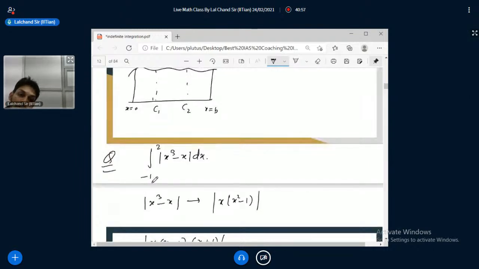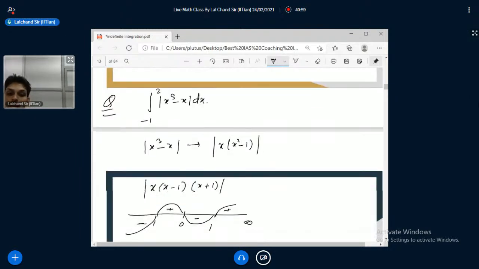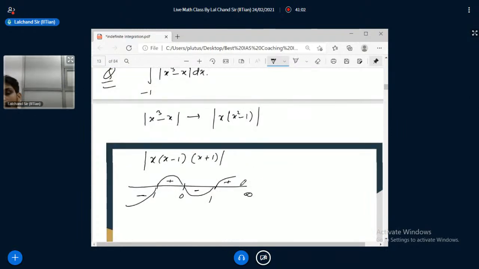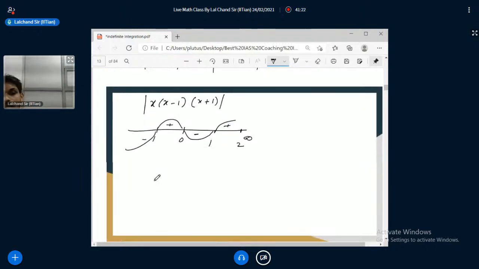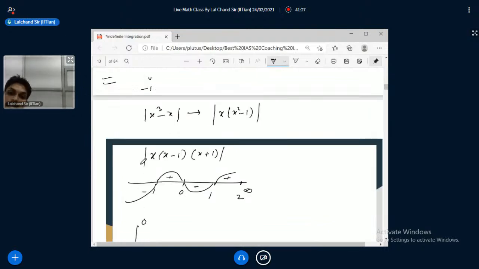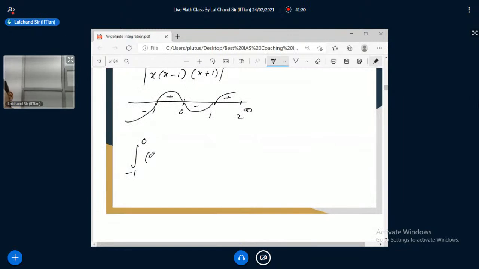But we have to consider only from minus 1 to 2. So from minus 1 to somewhere there is a point 2. If I consider the first interval minus 1 to 0, what is the sign? Positive. So we can open this mod directly, isn't it? When the mod value is positive, there is no need of minus sign. So when x is from minus 1 to 0, we can write this mod value directly as x cube minus x dx.